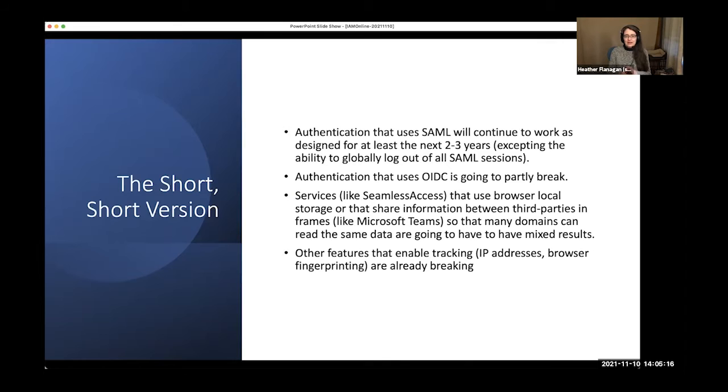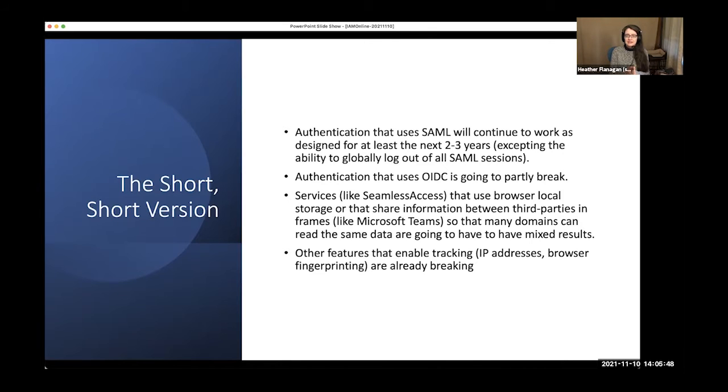So, if you want the really short version, at this point I can tell you that authentication that uses SAML, which is a large part, but not the entirety of higher education, is going to continue to work as designed for the next couple of years, with the exception of global logout, which is very hard to implement anyway, and it does depend on how someone implemented it, if they did it at all.